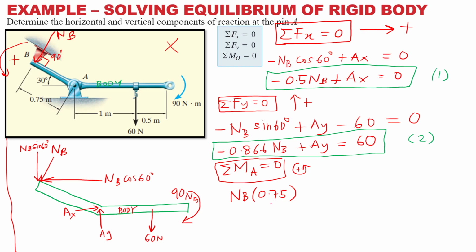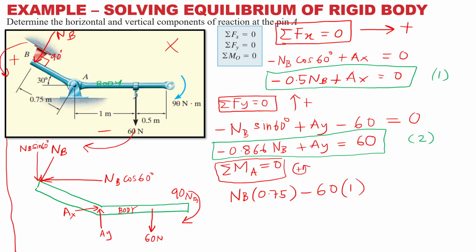Lagi, next. Ini selamat kan? AX tak masuk dalam calculation. AY pun tak masuk dalam calculation. 60 masuk lah. 60 is rotating like that. It's a negative. Minus 60 kali dah 1 meter.